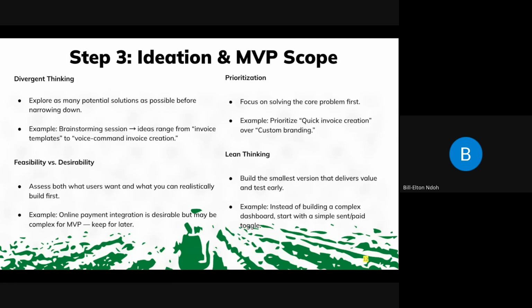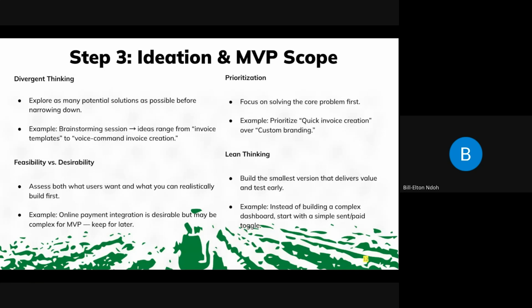You have the problem statement now. Now you're brainstorming, you have a lot of solutions, you have a lot of features that you think can help to solve that problem. Now you really have to streamline these solutions to build the first one to the market. Now you have to use what we call divergent thinking, right? So explore as many potential solutions as possible.